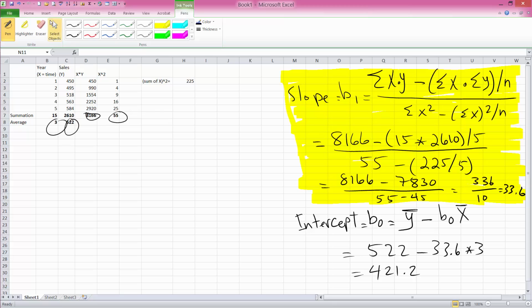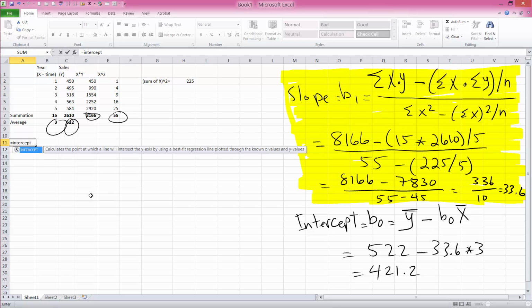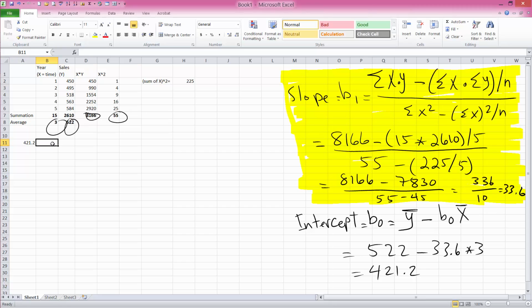Now, with Excel, there are a couple of ways that you can compute intercept and slope. Actually, there are three ways. I'll show each of them to you. You can type equals intercept and use that function. It asks, what are the known y values? Our y values are the variable that is to be predicted, in this case, sales. Then, separated with a comma, the x values are here, and I get 421.2. And then for slope, I can put equals slope, and again put the y values and the x values, and you get 33.6.